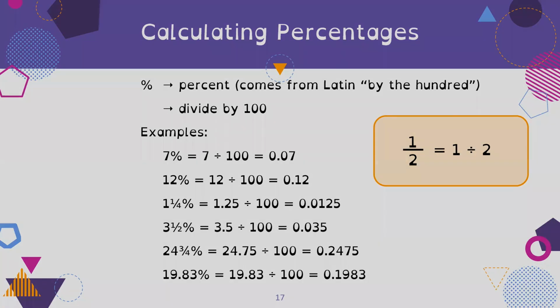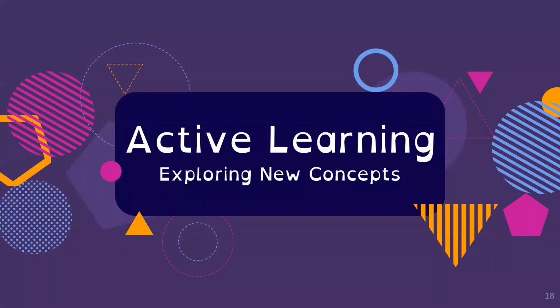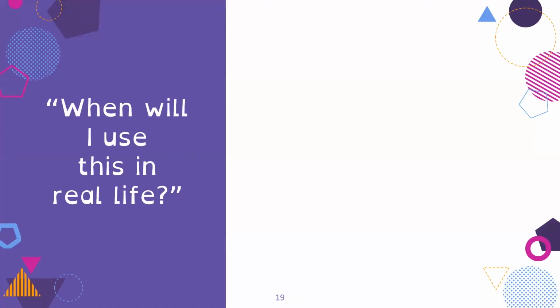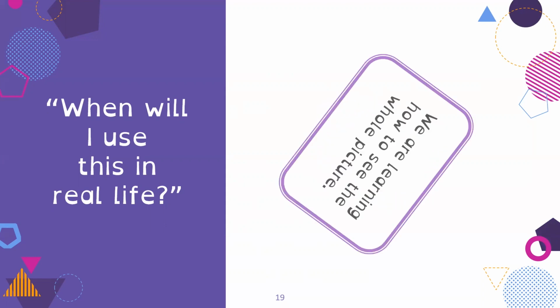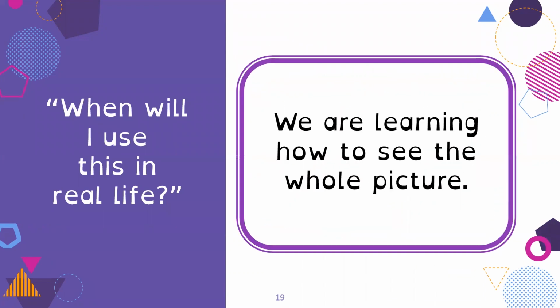All right, so going forward, remembering that as we go, we're going to engage in some new concepts for this lesson. We're going to answer the question, when will I use this in real life? Because that's what everybody really wants to know. So we are learning how to see the whole picture. Instead of just narrowing our focus, we're learning how to get used to seeing everything that's involved and using that information to help us understand the world around us and to make decisions. So we're looking at how to see the whole picture moving forward.